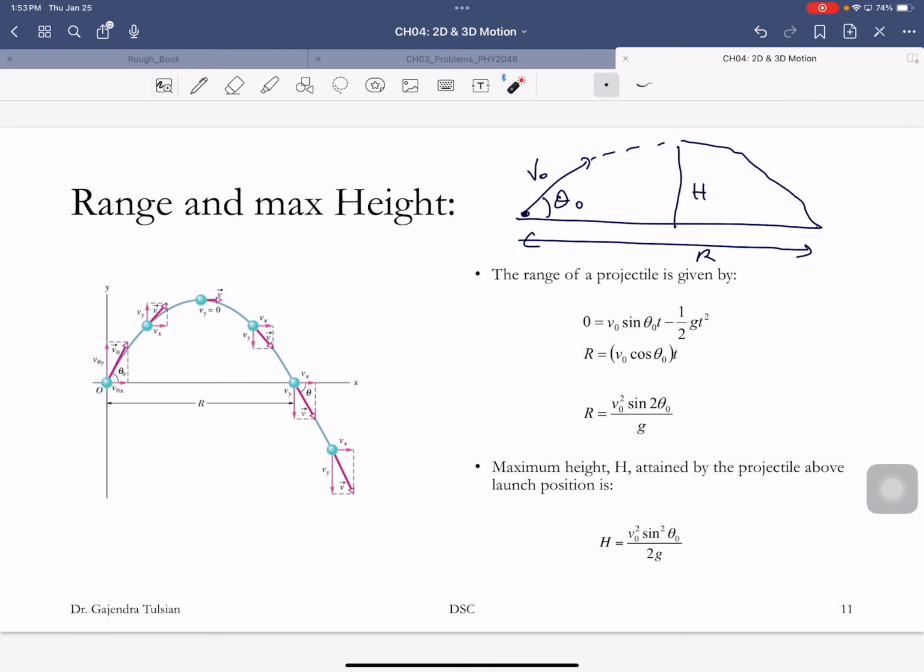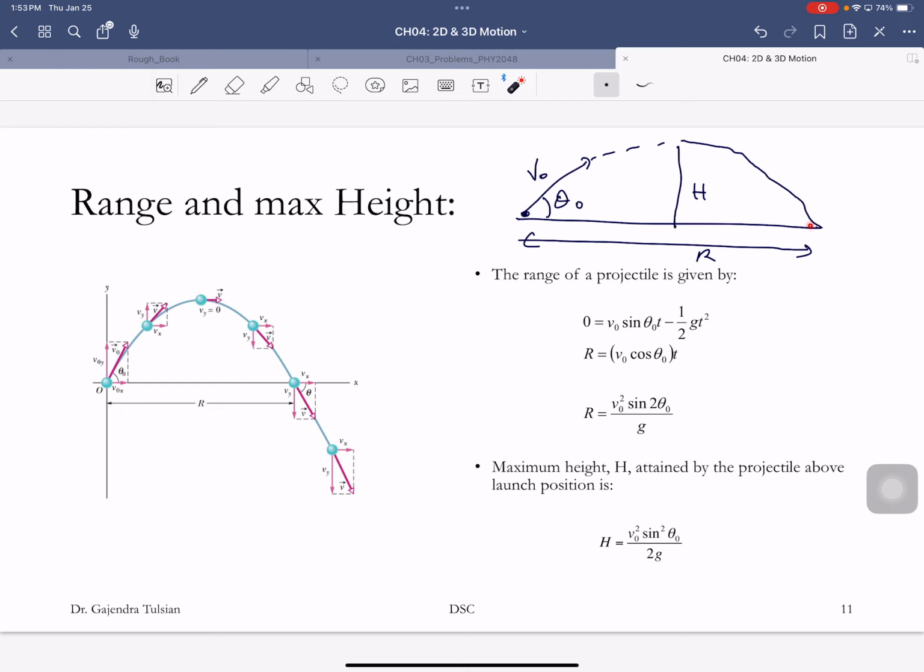Okay, so the range is the speed square times sine 2 theta naught. Theta naught is the launch angle. Okay? Divided by g. Okay. You guys all know this.